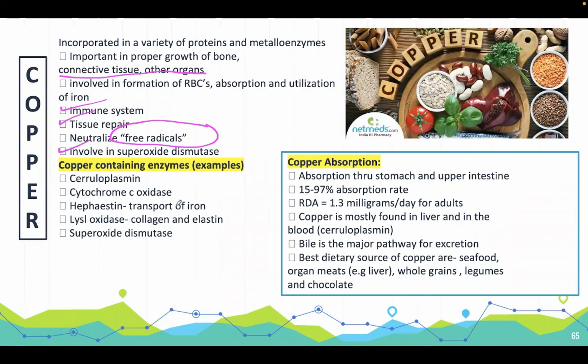So, marami tayong mga example ng copper-containing enzymes. Hindi na po natin sila iisa-isahin. Pero, ang mahalaga po kay copper is that it is mostly found in the liver and in the blood. So, pagka nahanap mo na si copper sa blood, in a form of ceruloplasmin na siya. Okay? And bile is the major pathway for excretion. So, yung ating copper, it can be found on food such as seafood, organ meats, whole grains, legumes, and chocolate.